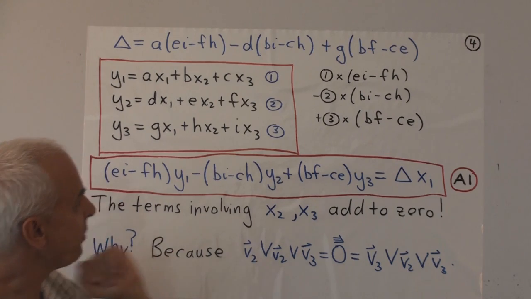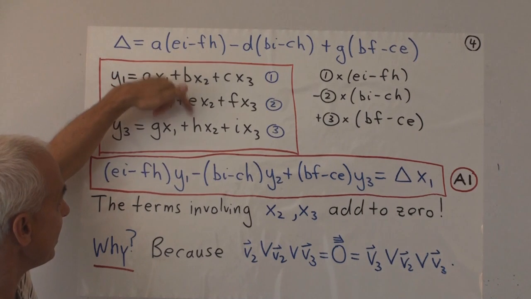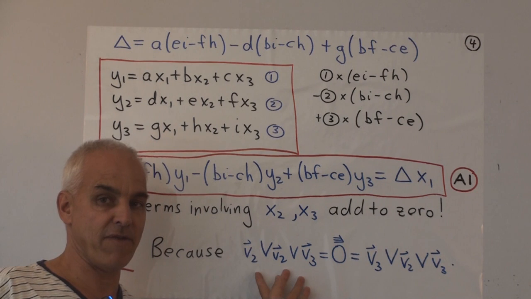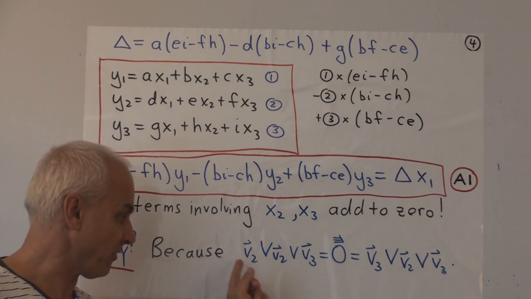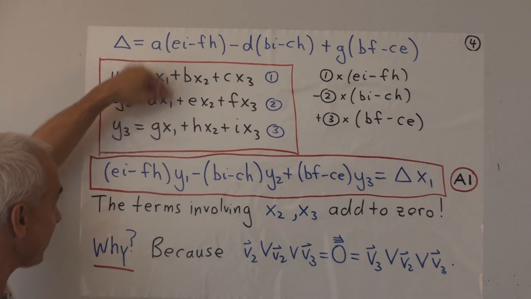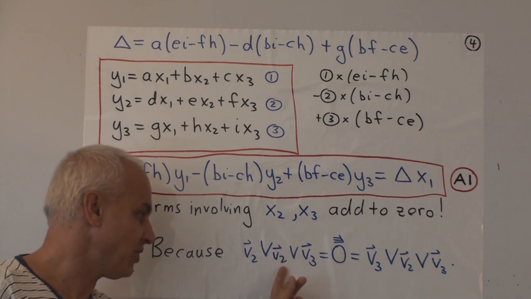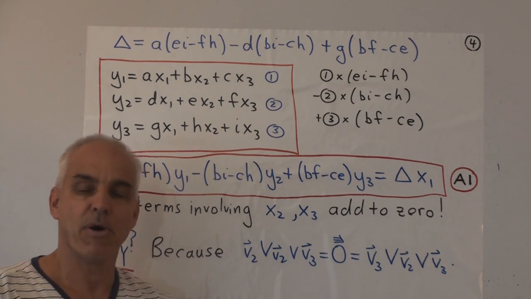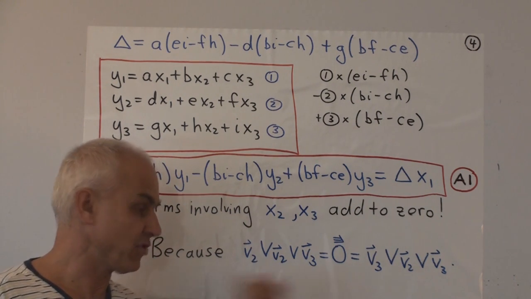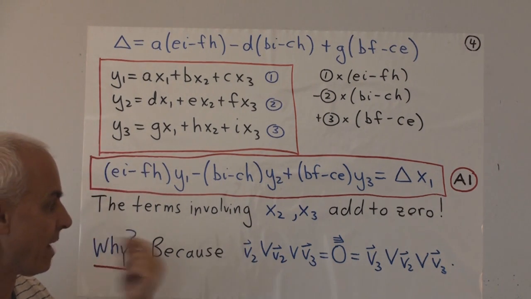It's because when we replace A, D, and G by B, E, and H, what we're really doing is evaluating a different trivector. Instead of evaluating the trivector V1 wedge V2 wedge V3, we're replacing the V1 vector with V2, so we get V2 wedge V2 wedge V3. But we know that whenever 2 vectors in a wedge are equal, the trivector is 0. So that coefficient has got to be 0.